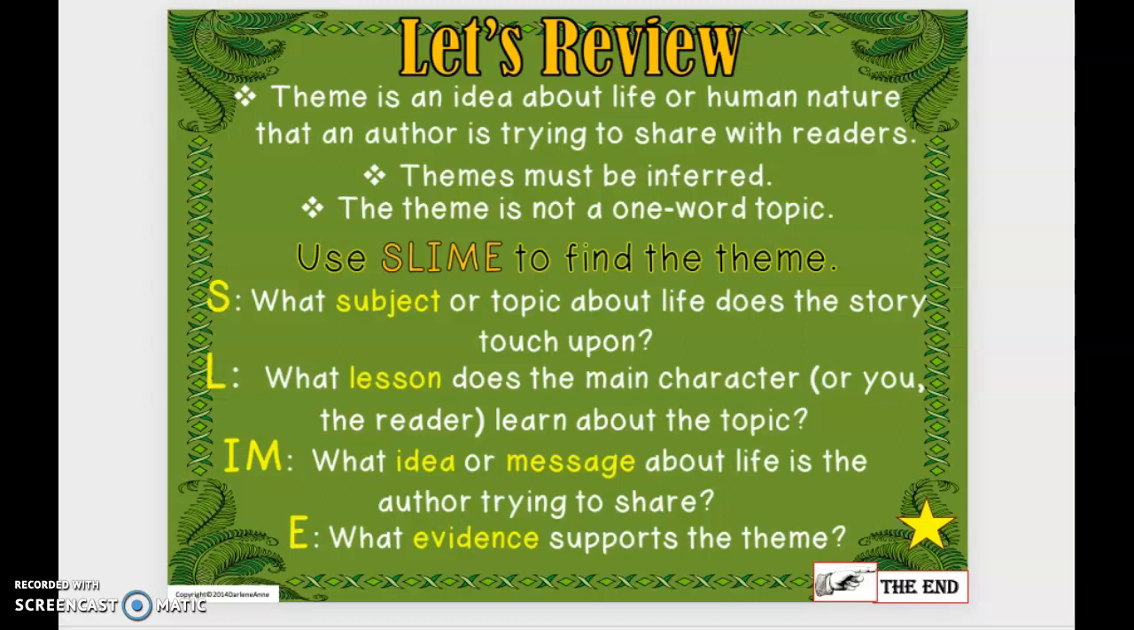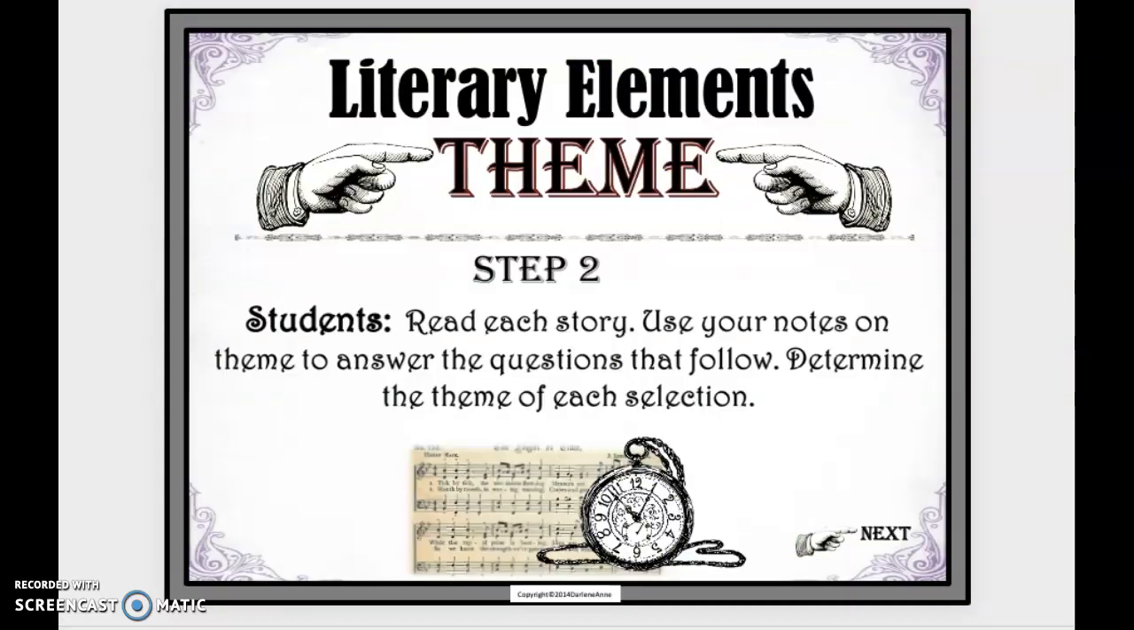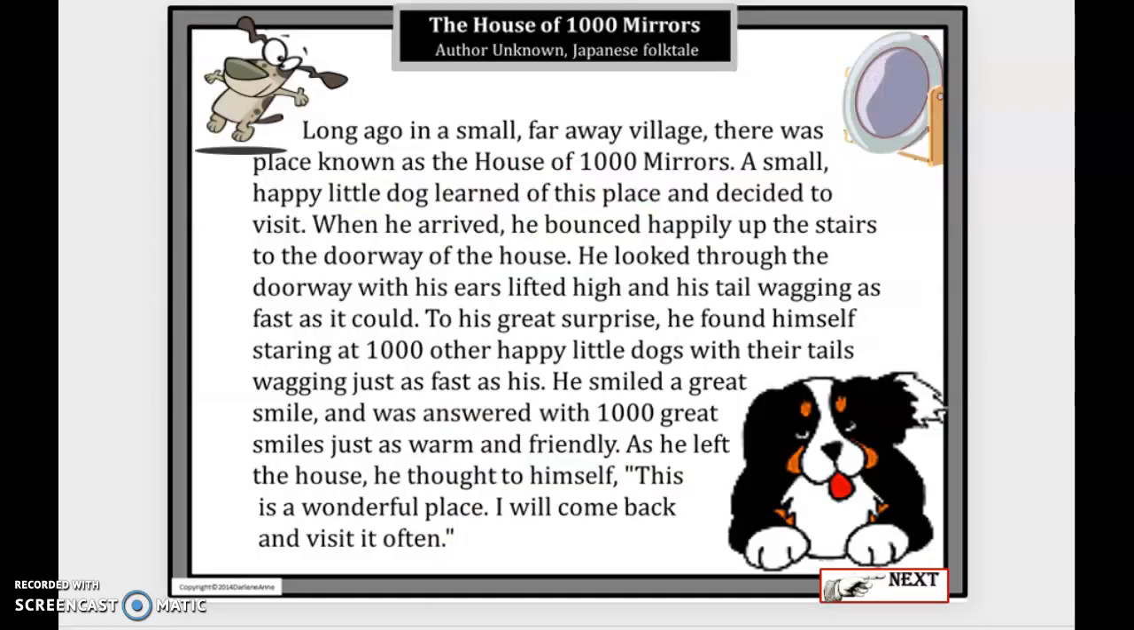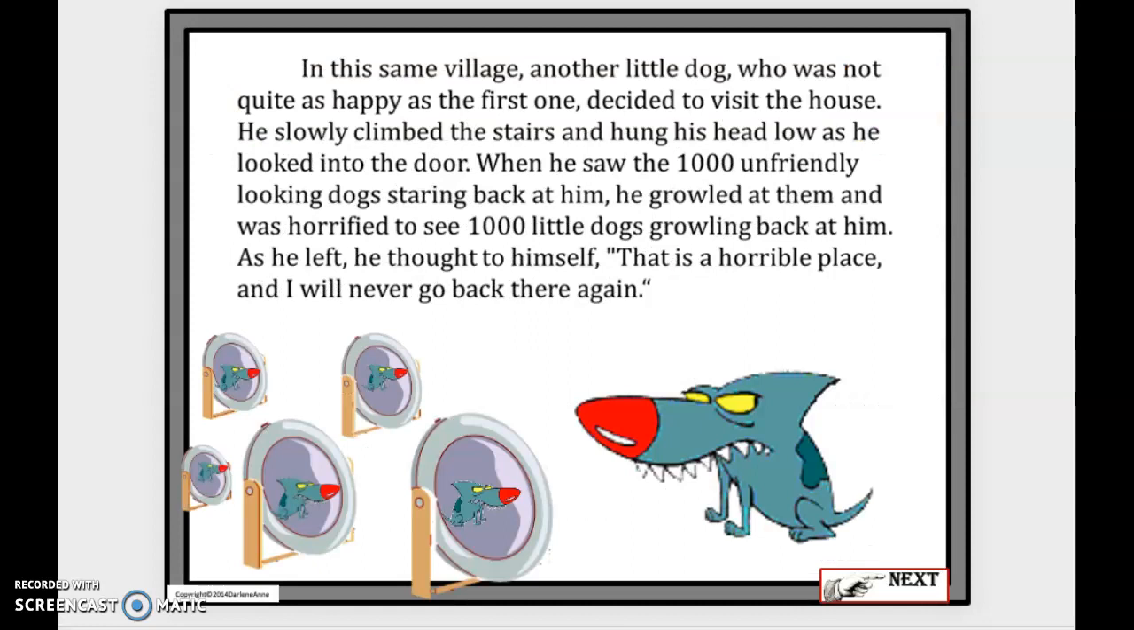Now it's your turn. You are going to practice doing this strategy on your own. Make sure that you download the next story and then upload your answers into Schoology. Your story will be called The House of a Thousand Mirrors. It's just a quick story, and then what you'll do is you'll use the graphic organizer to help you figure out the SLIME.